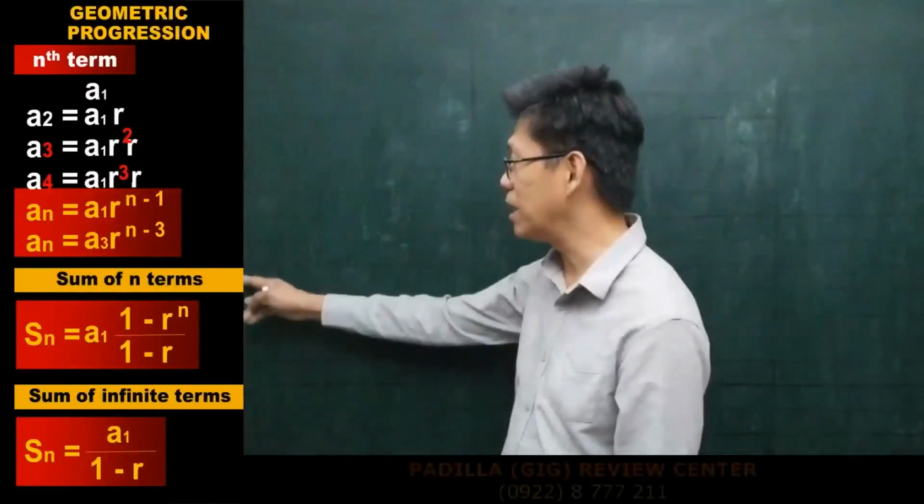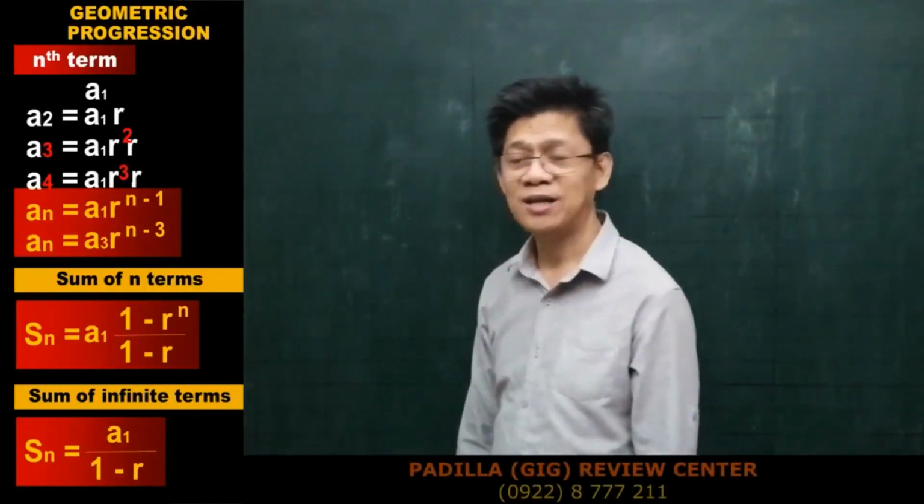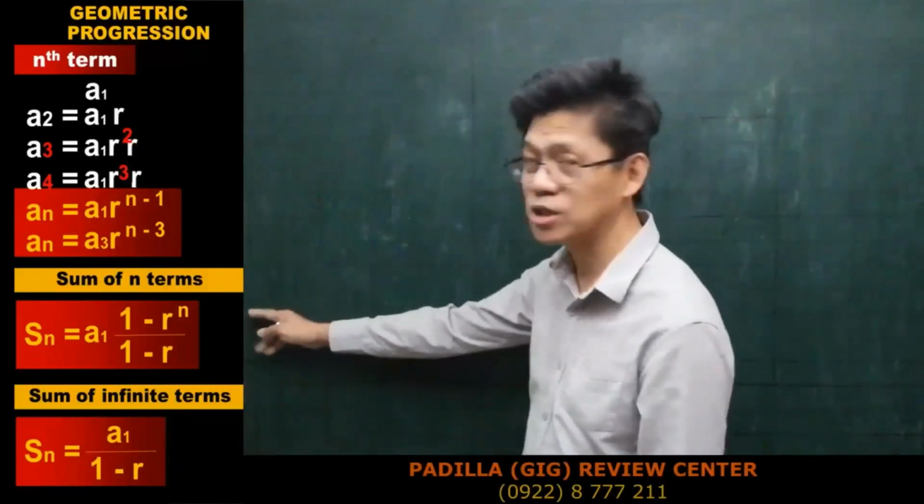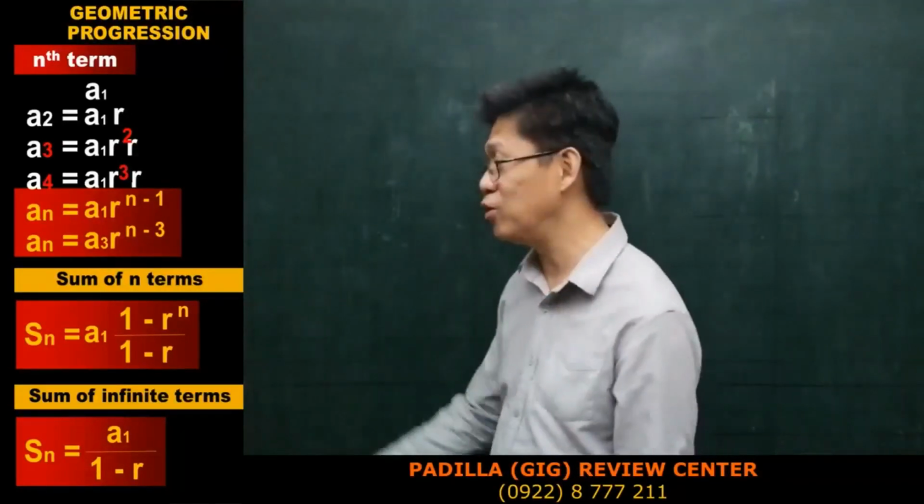Now, for the sum of n terms of a geometric progression, hindi ko na i-derive, ha? So, the sum of n terms is going to be A1, pansinin nyo yung exponent.